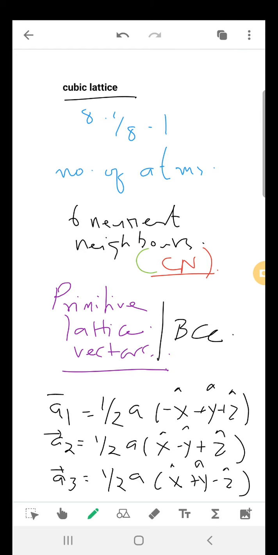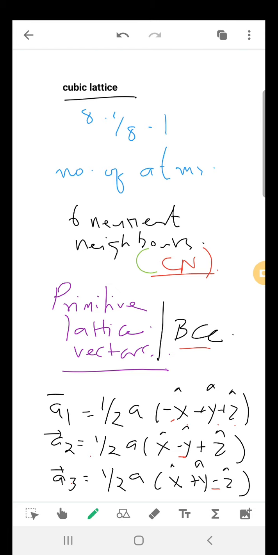And the primitive lattice vectors, if we consider it for the case of BCC, are a1, a2 and a3. They are given as a1 is equal to half into a into either of the 3 of x, y, z, where one will be minus. So here the x is minus, in the second case y is minus, and in the third case z is minus. So these form the primitive lattice vectors of BCC.